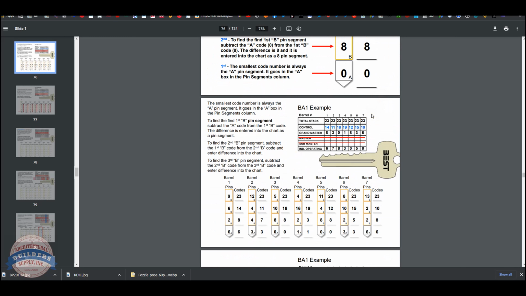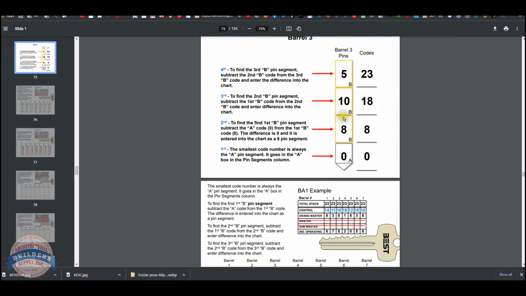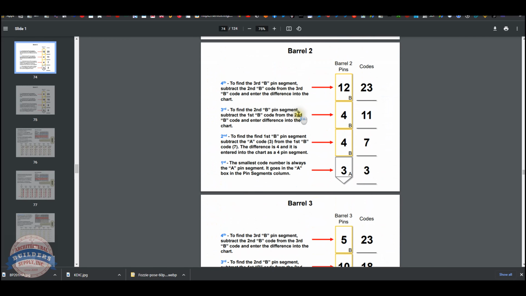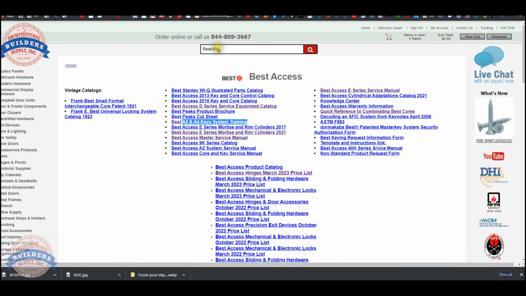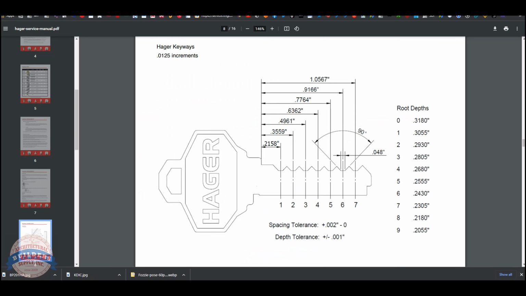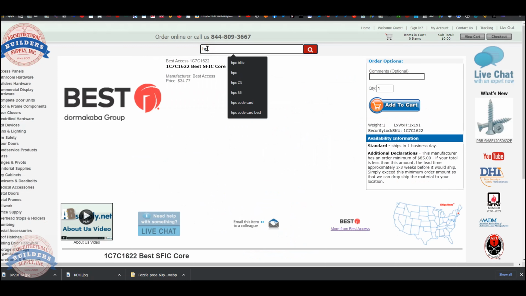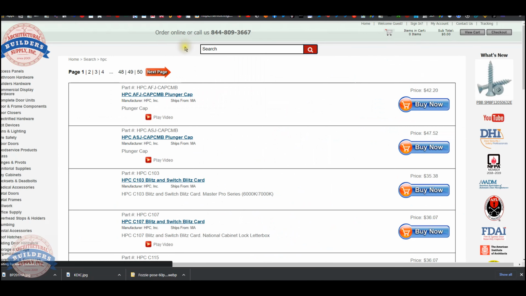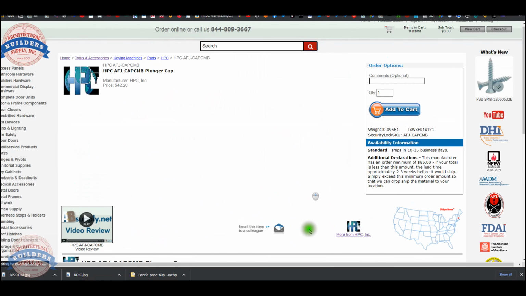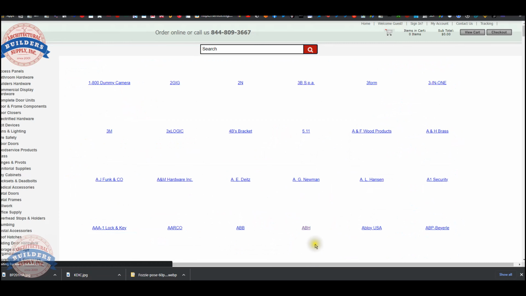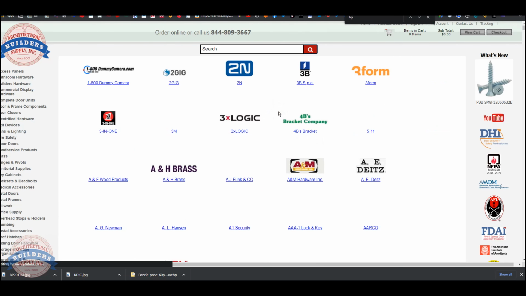There's a couple of numbers that you need to be aware of. There's a formula that you need to be aware of, but that all comes part and parcel when you're learning how to combinate the system. Now, that depth and spacing chart is extremely handy, and I'm going to show you where all of them are. So if you were to search for HPC and get to their manufacturer's page, however, you could also go here and then Control F for HPC.